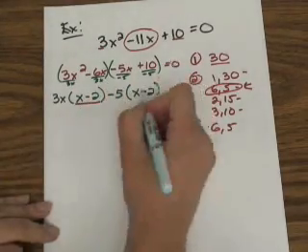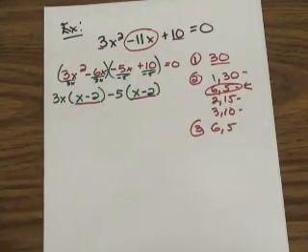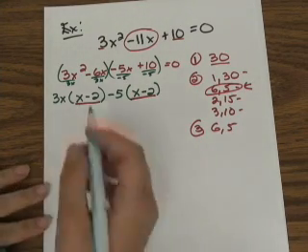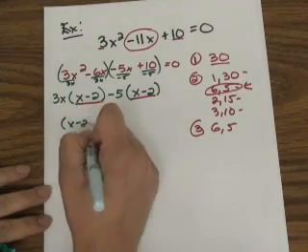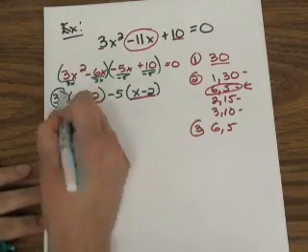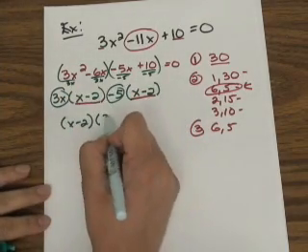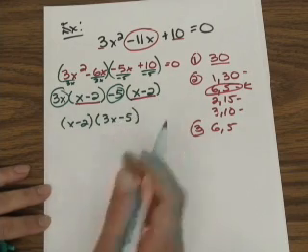Now since both of these have this common GCF here, that's the next thing that we're going to pull out. When we take out the greatest common factor, x minus 2, you write what's left in the second binomial, which is 3x minus 5.